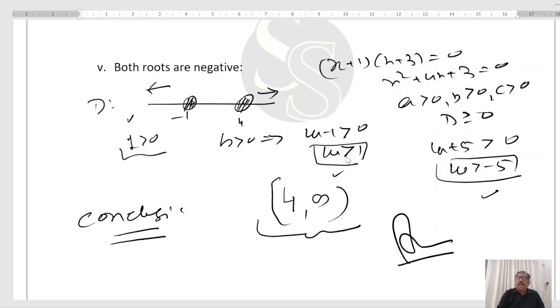This is a check. M greater than 1, definitely. M greater than minus 5, definitely. All conditions are being satisfied here. Right? Next part.